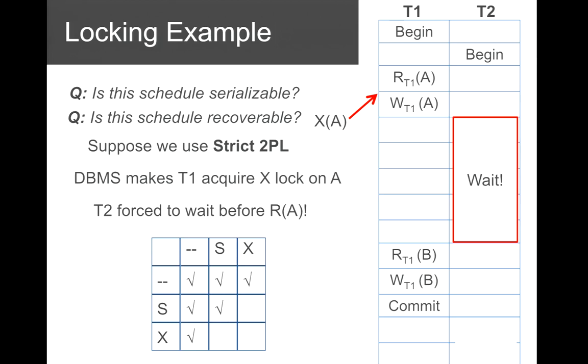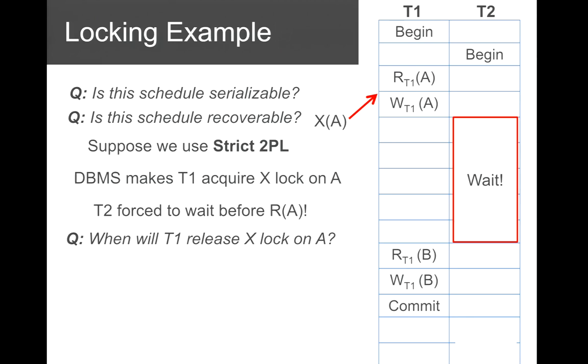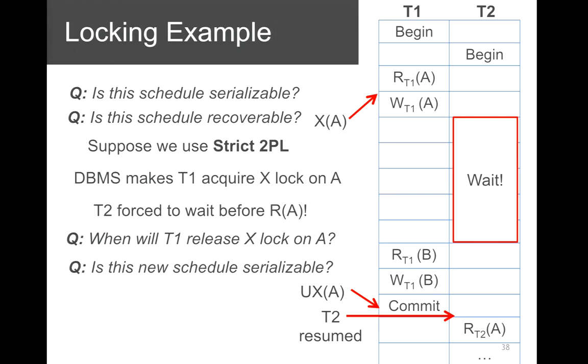Okay, that's your lock compatibility. Exclusive lock is not compatible with reading or writing. Now, when will T1 release its exclusive lock on A? Exactly. Only after committing, you do an unlock on the exclusive lock on A. And now T2 can resume by doing a shared lock on A. And so basically what you end up with is a schedule that's serializable. In this particular example, it's actually all of T1 executes first and then all of T2 executes.